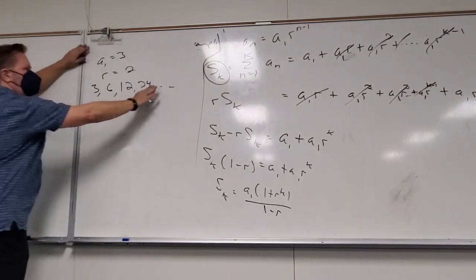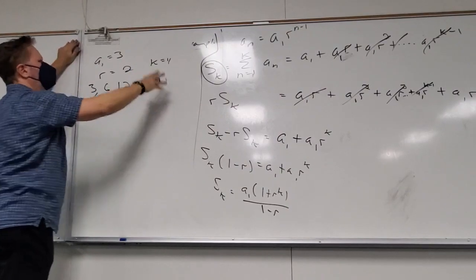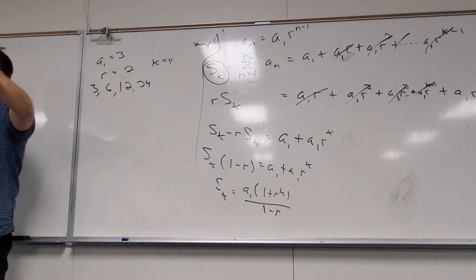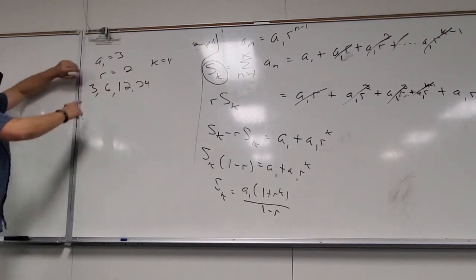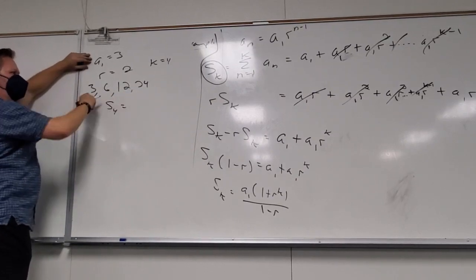So watch this. Let's just stop there. Let's go up to k equal 4. And by the way, you see how k and n are just dummy variables, who cares, right? So I'm going to go up to the fourth element. What is the sum of these? What is S4 here?